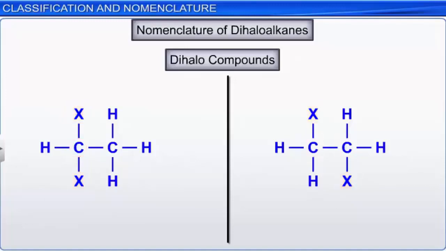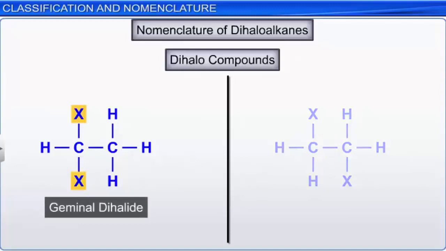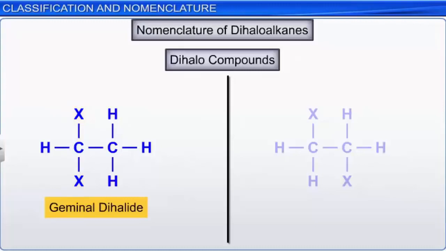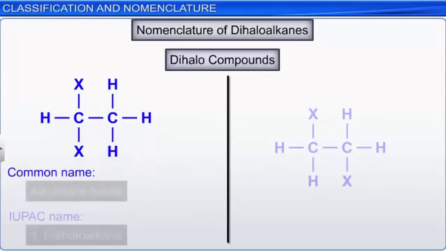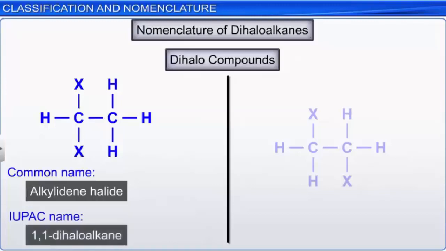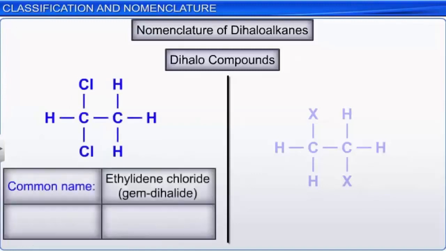Thus, the molecule shown here can be called ethylidene chloride. Its IUPAC name is 1,1-dichloroethane. If two halogen atoms of the same type are bonded to adjacent carbon atoms, it is called a vicinal dihalide. Vicinal dihalides in the common system are sometimes named alkylene dihalides. In the IUPAC system, they are named 1,2-dihaloalkanes.